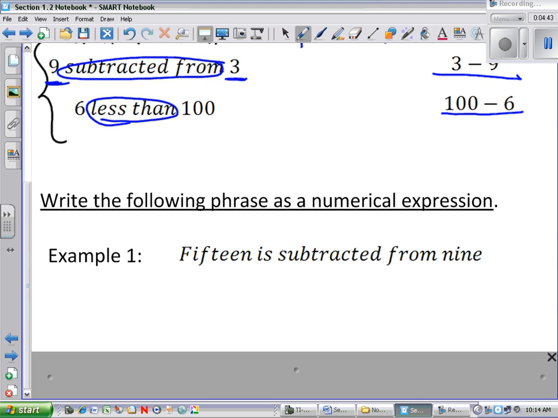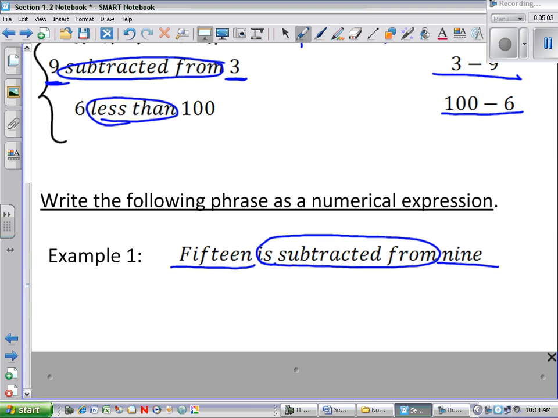Write the following phrase as a numerical expression. Example 1 says 15 is subtracted from 9. If I underline the words that represent numbers and then circle my phrase, this one I only have one phrase, is subtracted from.